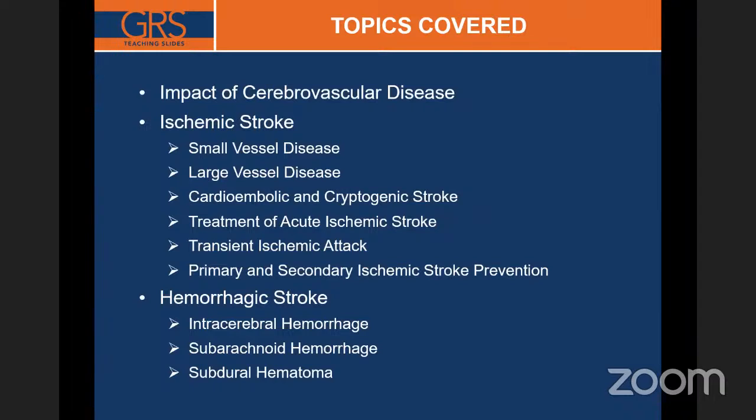Topics covered in this session. First of all, we will talk about the impact of cerebrovascular disease. We'll talk about ischemic stroke, either due to small vessel disease or large vessel disease or cardioembolic and cryptogenic stroke. We will talk about treatment of acute ischemic stroke. We'll talk about TIA, primary and secondary ischemic stroke prevention. Also, we'll talk about hemorrhagic stroke in all types like intracerebral hemorrhage, subarachnoid hemorrhage, and subdural hematoma.